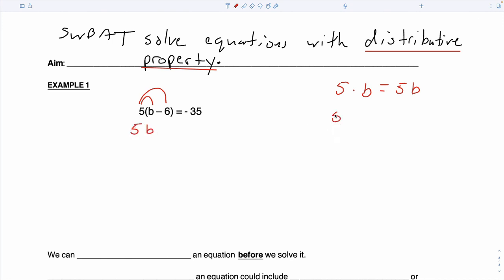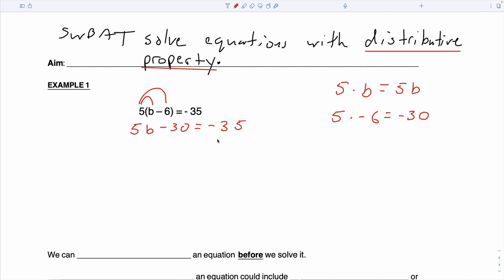5 times -6. Notice how that negative looks a lot like a minus sign. They're the same thing, and minus signs make numbers bad guys. So 5 times -6 would be -30. Distributive property is done. There are no more parentheses. You multiplied the 5 by both terms. You now have a problem that looks strangely familiar to maybe before break.